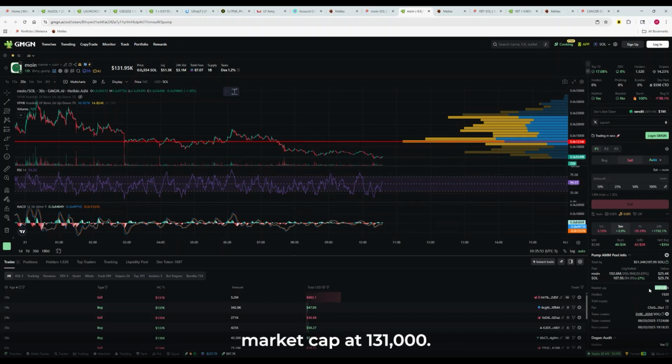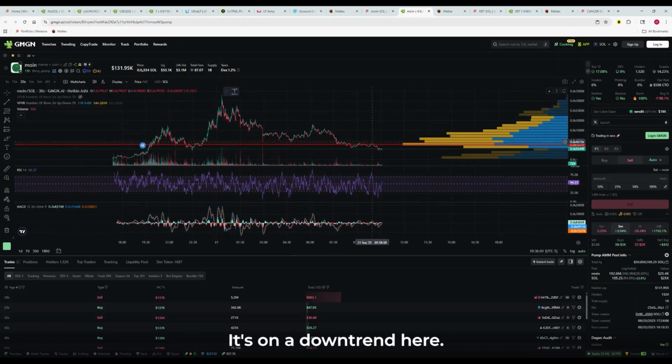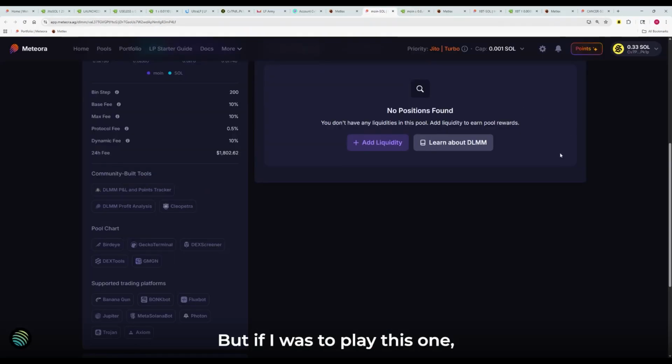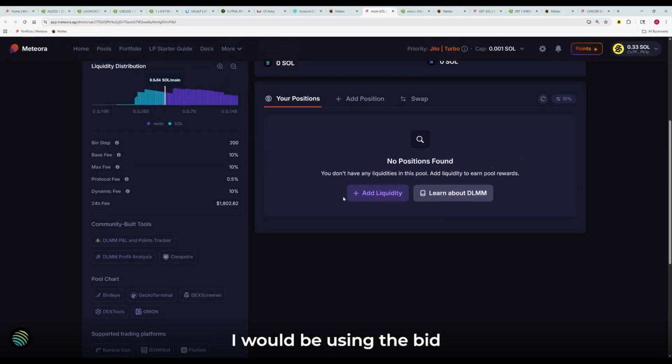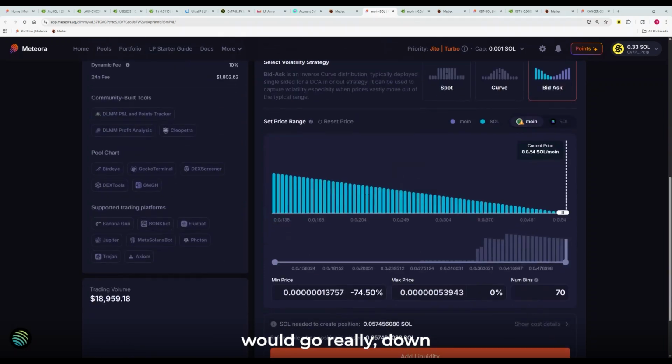It's a really low market cap at 131,000. We could try it, but the chart does look like crap. It's on a downtrend here. I can just see that right there. This is not a good one, really. But if I was to play this one, I would be using the bid ask only. I would not be buying this token at all. It would be pure bid ask, and I would go really far down on this. I would probably do a 90% on this one.